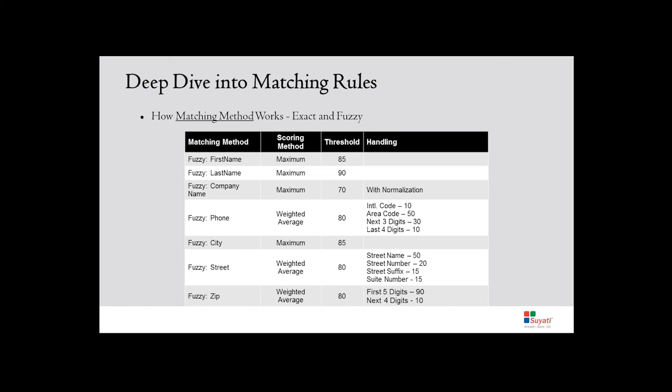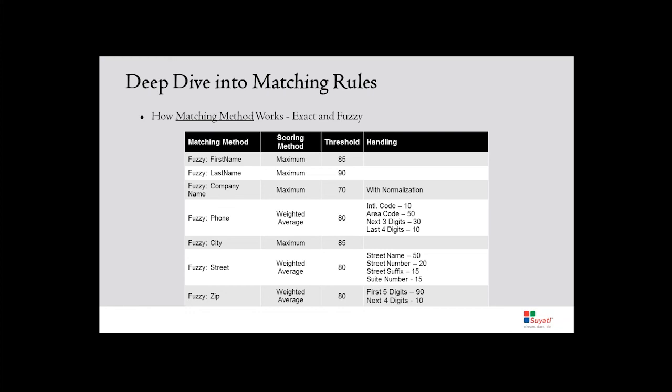The next one is the fuzzy phone. By itself, it might look very simple, just selecting fuzzy phone, but you need to know that Salesforce has managed this pretty efficiently. The phone number is basically split into four different categories. There is the international code, then the area code, then the next three digits, and the last four digits. Each of them has been specified with a score. If the international code of the two records happens to match, they get a score of 10 right away. If the area code of the two records match, they get a score of 50.